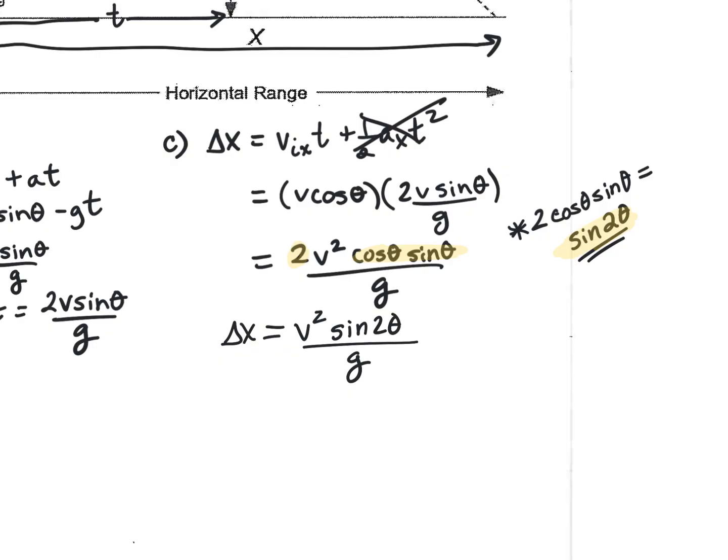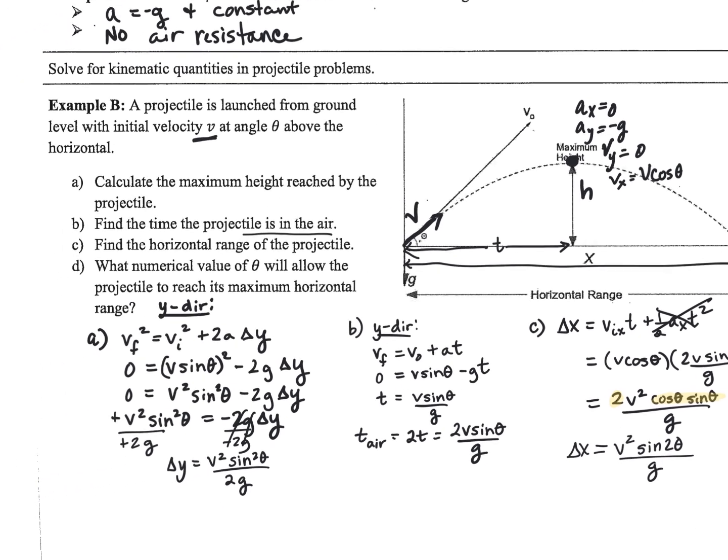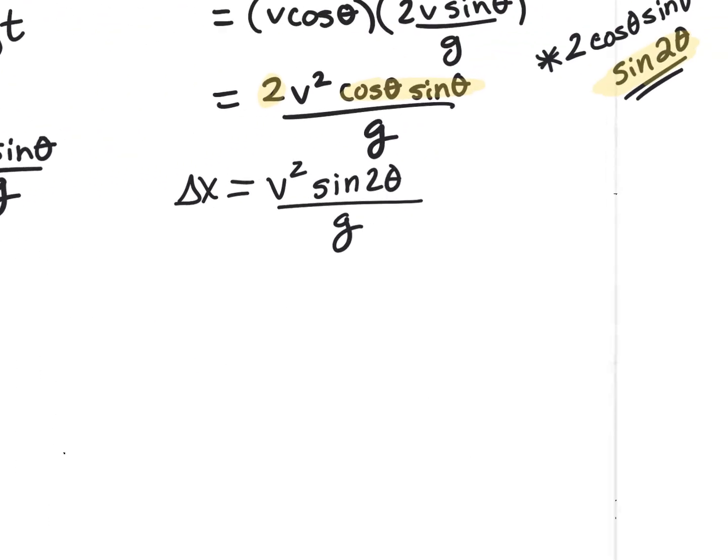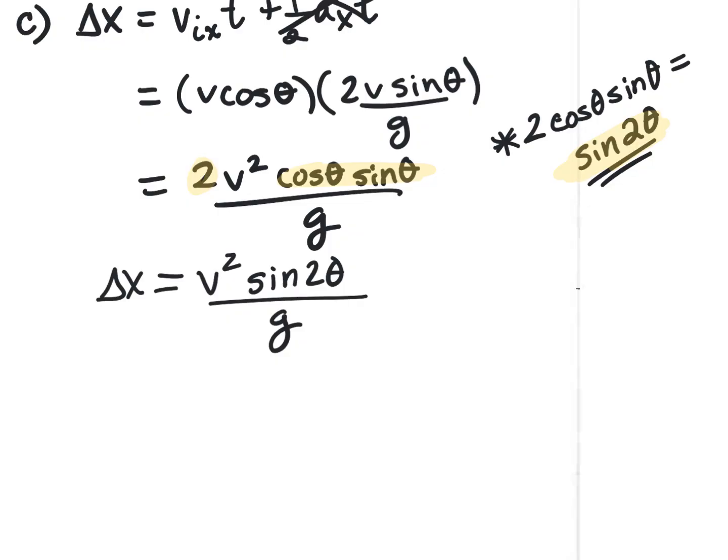So at what angle is this? The last part of the question says at what angle will allow it to reach its maximum horizontal range? Here's how we figure that out. This thing is going to be maximized when this is a max. And here's how you think this through. When is sine at a maximum? 90 degrees, right? Sine is at a max up here.